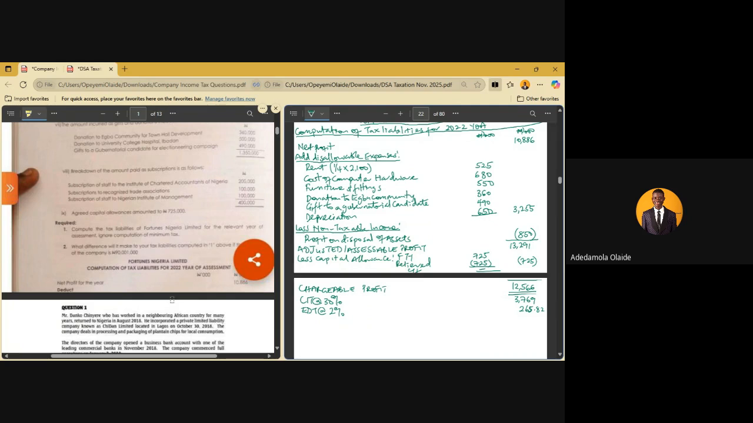So if the mark was more, then we will have to say, okay, maybe they overstated the turnover. Then we will now have to less the overstatement of the turnover from the profit and now we compute. But that one is not really necessary. I don't think any examiner will be stressing you for that.